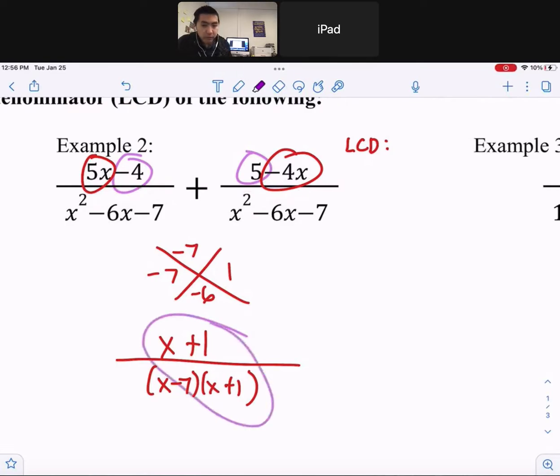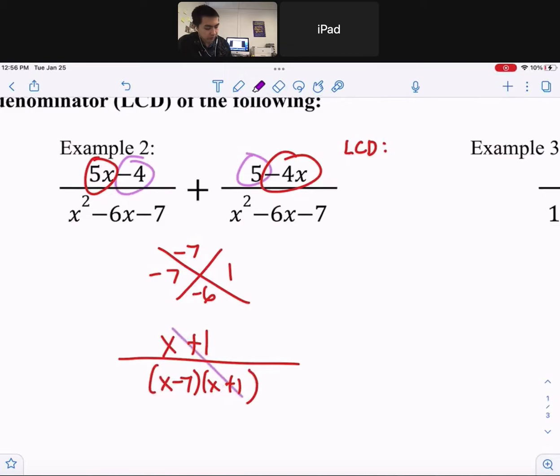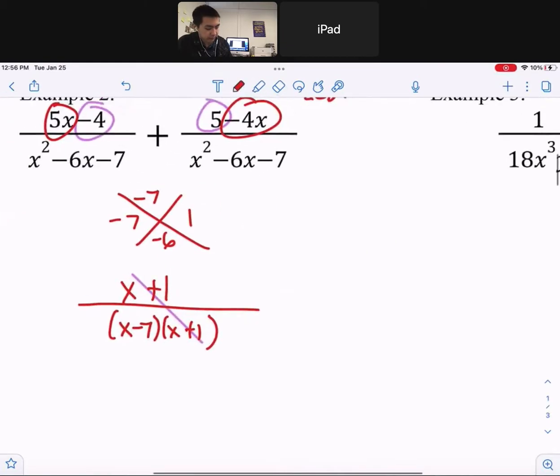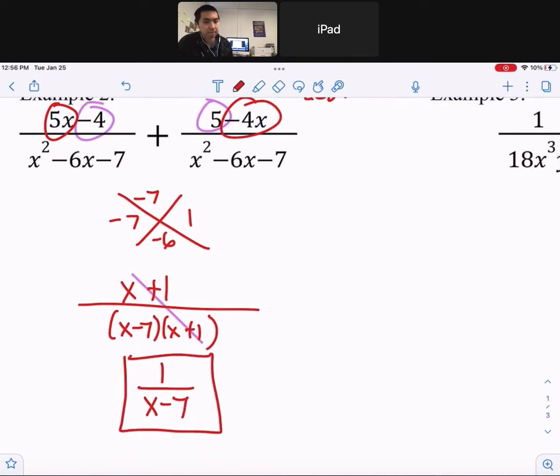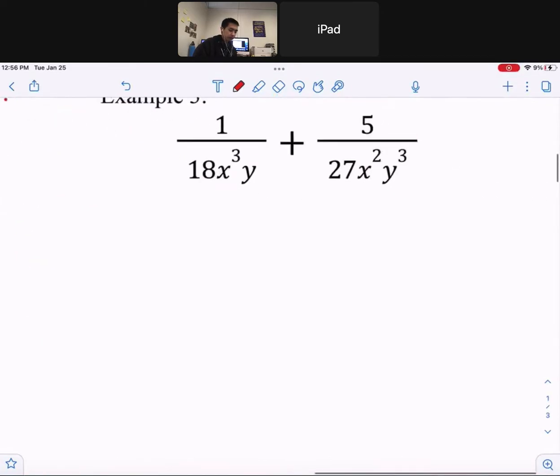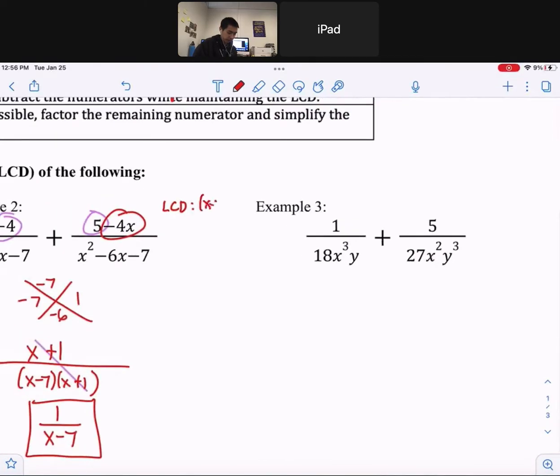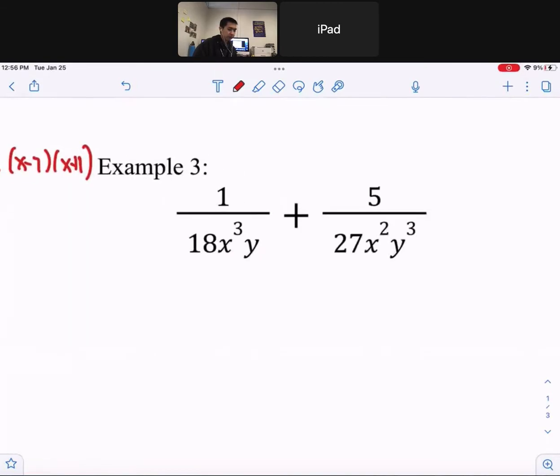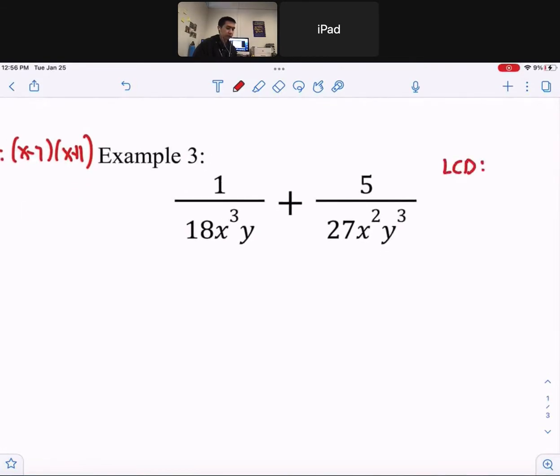Do you realize that both of them, top and bottom, have an x plus 1 factor? This enables you to cancel those out, x plus 1 from x plus 1. Then that gives us 1 over x minus 7. If you never factored this out, you would have never known that we could cancel x plus 1 from top and bottom. So in the denominators, if you can, always factor those out. Oh, and the LCD for this one was x minus 7 and x plus 1. They were the same. Okay, now these are completely different, right?